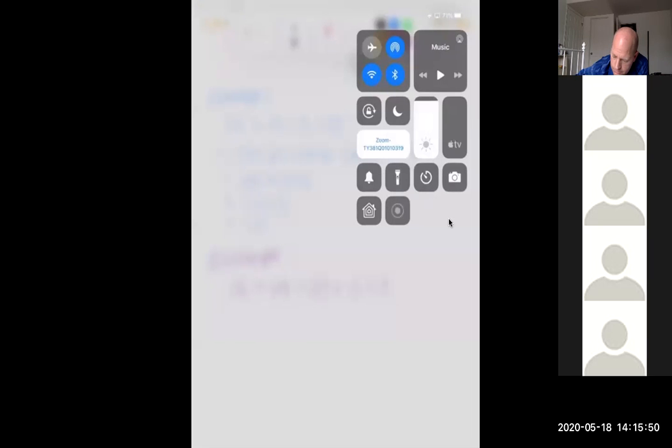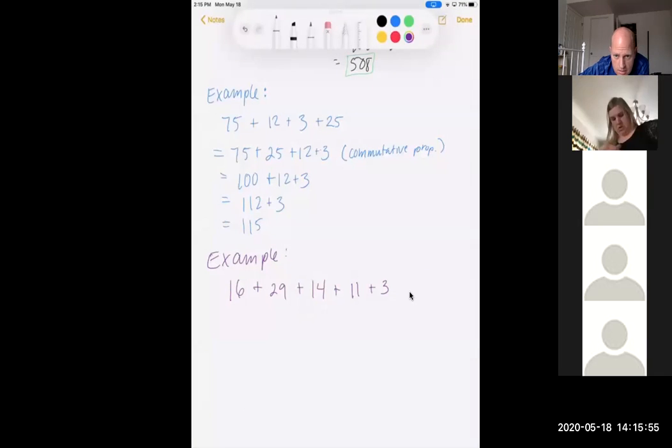Let me go ahead and go back to my iPad. So you want to structure them as one step at a time so I can follow your thinking. And you want to label any properties that you use, kind of like I labeled in this example. Use the commutative property to get from the first step to the second step. I have another example in purple. We're going to add these numbers together.